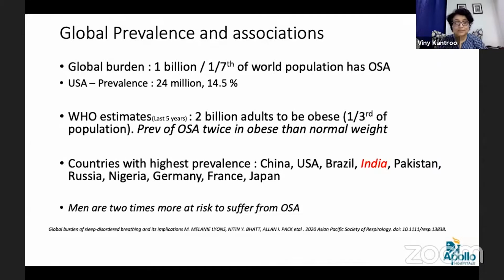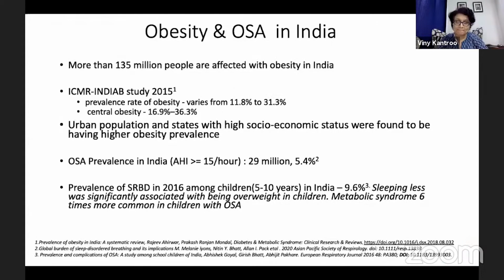Now, men are 2 times more common at risk to suffer from OSA, but this would be premenopausal. Postmenopausal, even women are known to have increased prevalence of OSA. So the global burden of obesity is quite high, as well as the Indian burden of obesity is something around 135 million. Now, this is not a small figure. And as we saw earlier, the prevalence of obesity is increasing in children at pandemic proportions. And in one of the studies which we heard in today's talks, that about 35 to 40% of children do suffer from obesity in India.